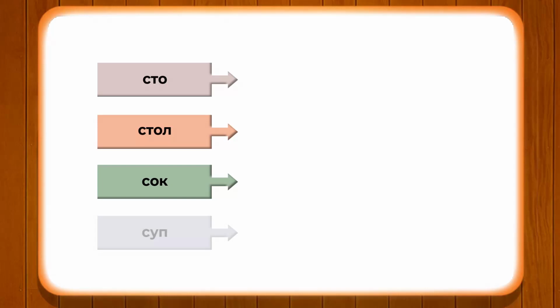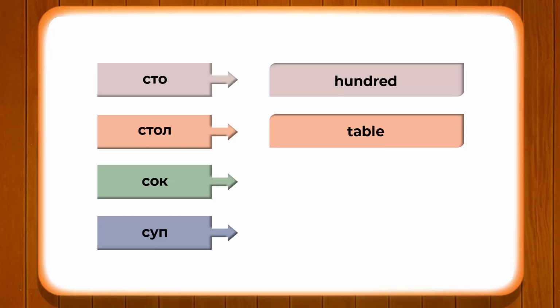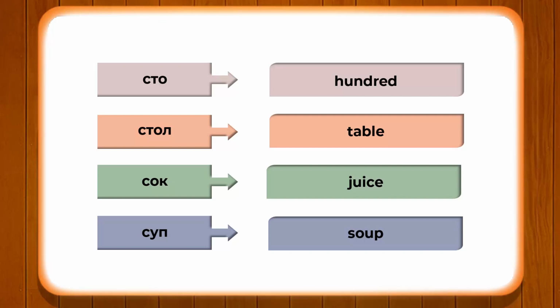Sto, stol, sok, sup. Sto means 100, stol means table, sok means juice, sup means soup. So, here you have seen that the role of udarenye is falling onto O when we are pronouncing sto. When we are pronouncing stol, it is again on O. Same is the case in sok, and on U when we are pronouncing the word sup. All right. So, you can also note them down and read.